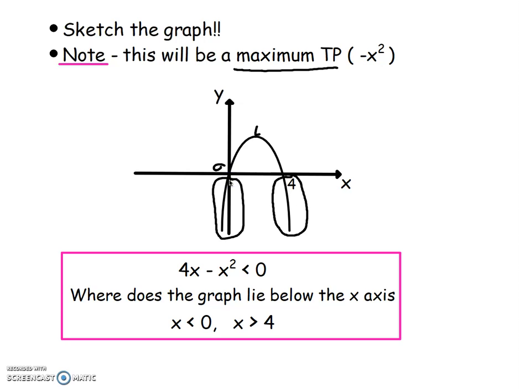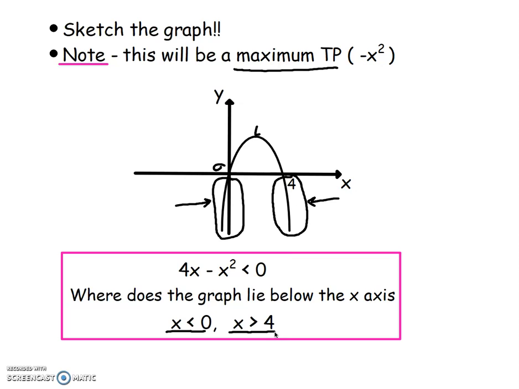So how do we write that answer? Well, in this first region here, it is when x is a number before 0. So that means we can say x is less than 0. This region here is when the numbers start to go after 4. So then we can say that x is greater than 4.